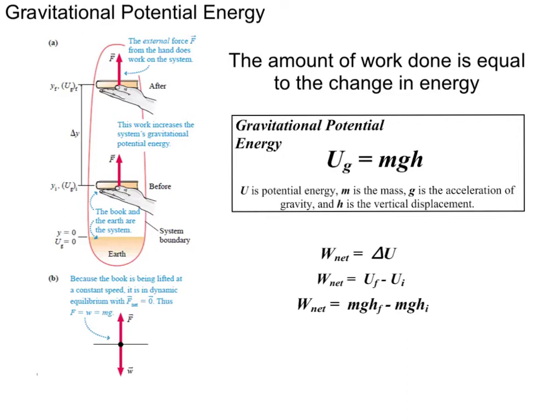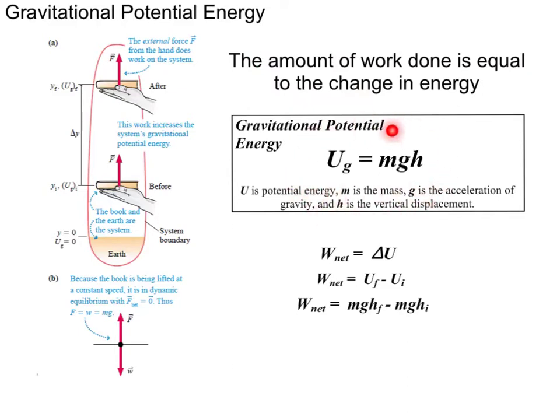On the other hand, if the object's velocity does change during the lifting, then there would be a change in kinetic energy and gravitational potential energy. In such a case, the work done is equal to the sum of both changes in energy. The main point here is that the amount of work that is done is equal to the change in energy. This is our work-energy theorem, and it applies to all forms of energy: potential, kinetic, thermal, all of that. Now, with gravitational potential energy, we have an expression, mgh.